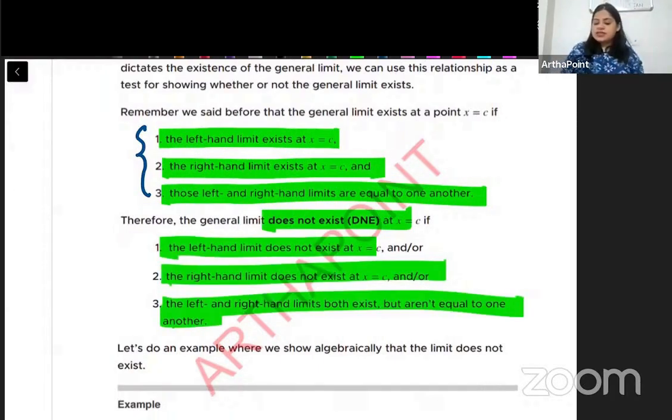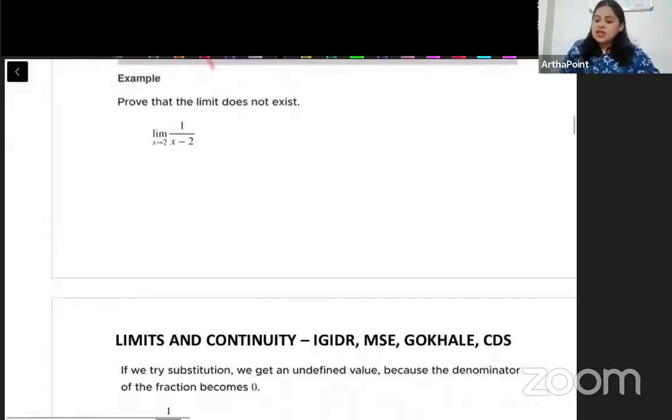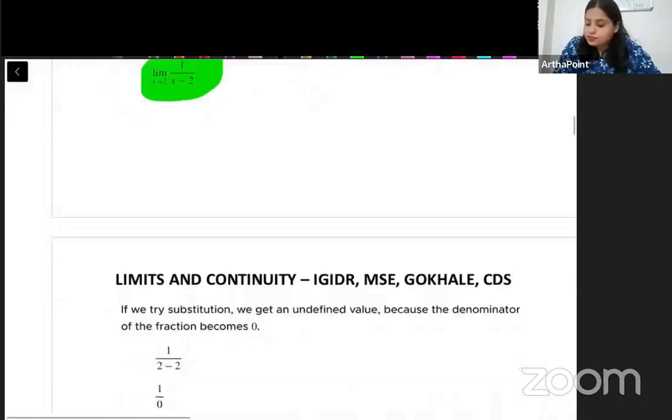Okay, let's take another example now. Prove that the limit does not exist, and the function given to you is x minus 1 upon x minus 2 at x tending to 2.